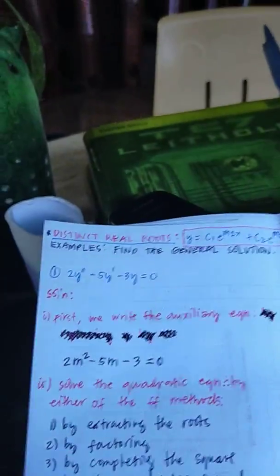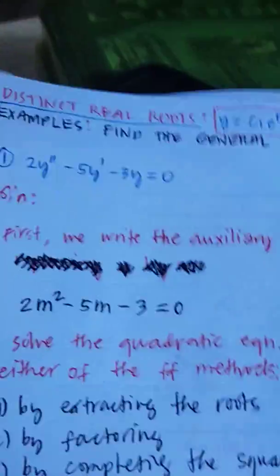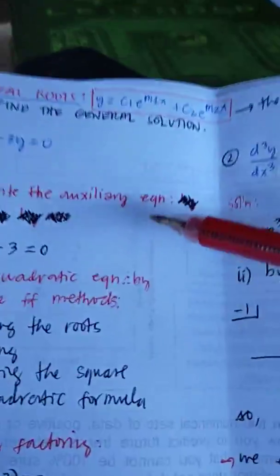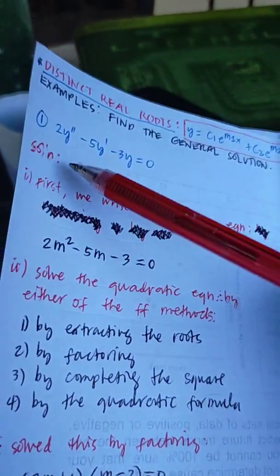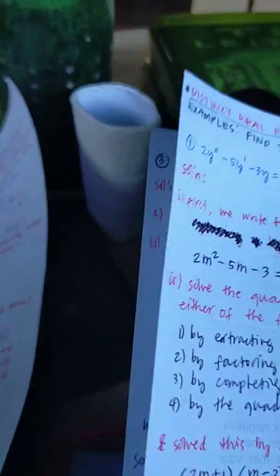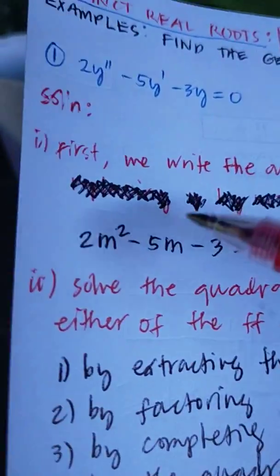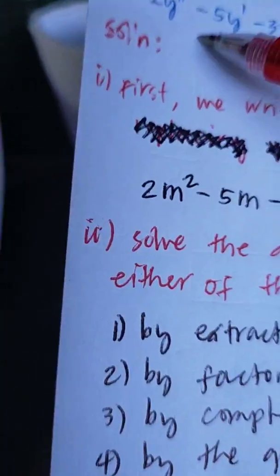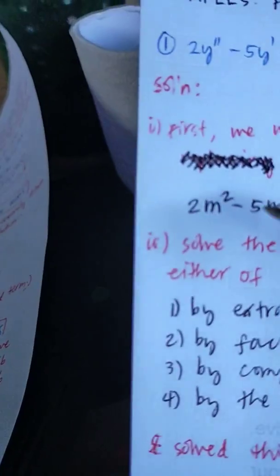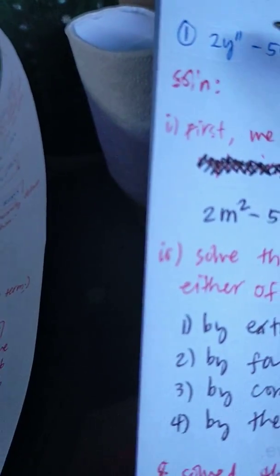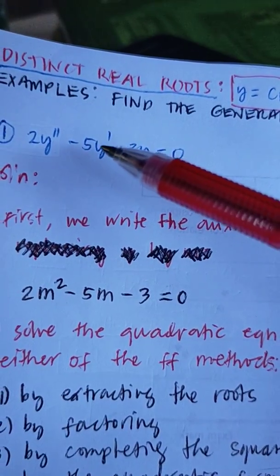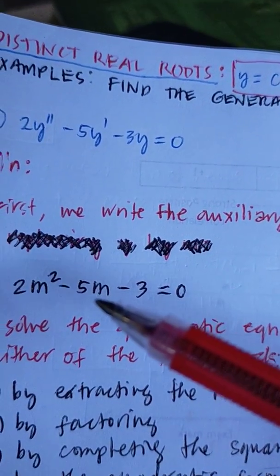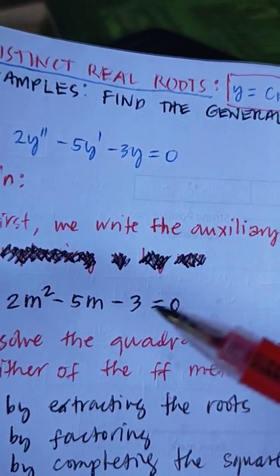So the first thing we need to do here is to write the auxiliary equation. No? So given ka na siya, okay, ang si y double prime ilisdan nato og m to the power of 2. Okay, 2 ang second, so 2m squared minus. Kaning 5y prime, may mo siyang 5m. Si 3y, may mong negative 3.